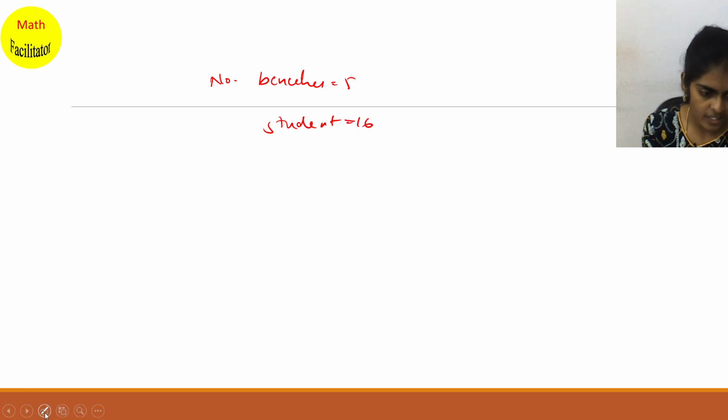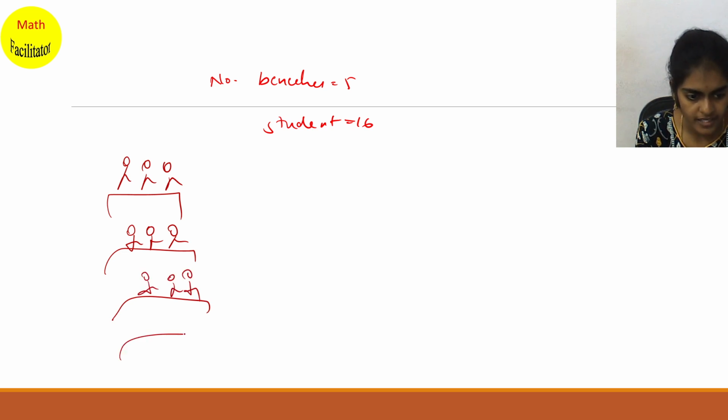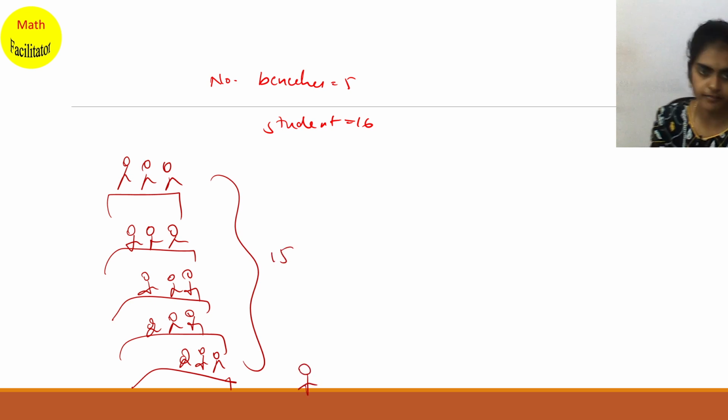So in the first condition, what did they tell you? They told you that if we are allowing three students in each bench, what is happening? One student is left over. So that means fourth bench, fifth bench. So 5 benches I have. 5 threes are 15 students are here. So one student does not have a place.